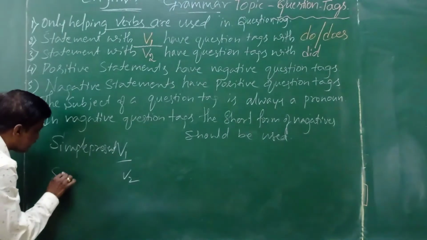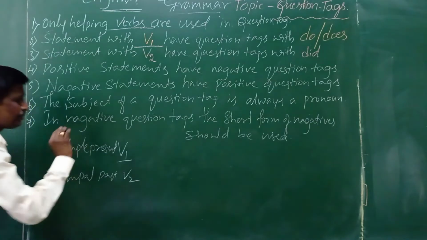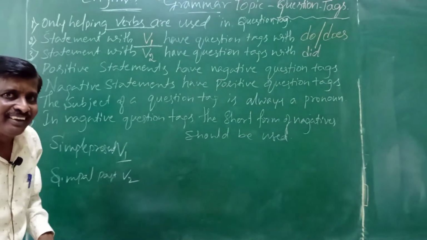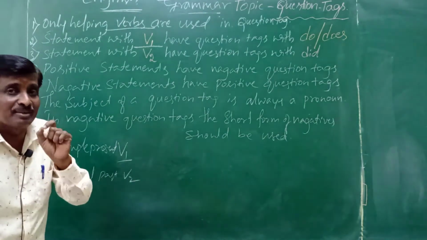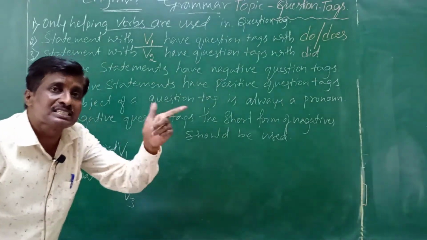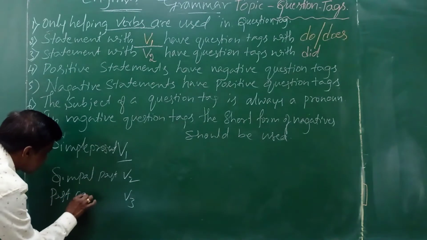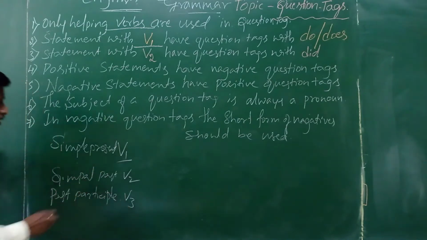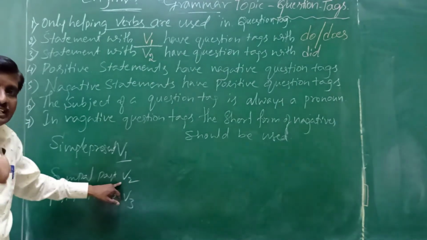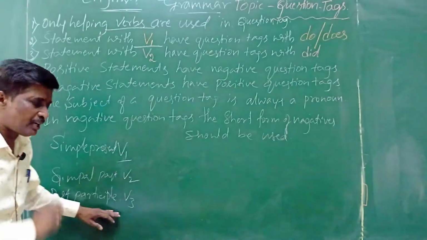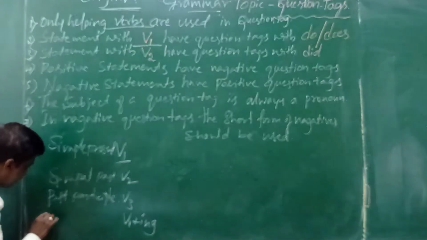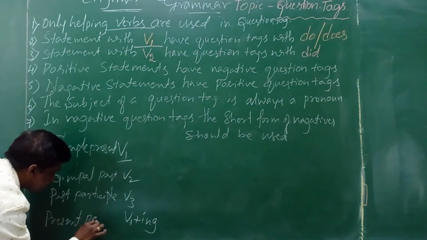V2 means simple past tense. V3? No, don't say simple future. V3 means past participle. See there, V1, simple present. V2, simple past. V3, past participle. V1-ing, that is V1 plus ing, means present participle. This is present participle.